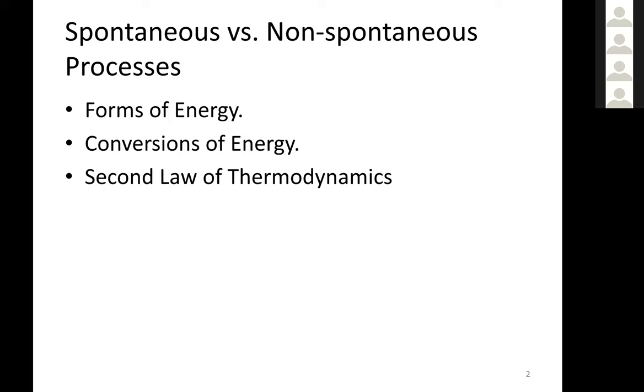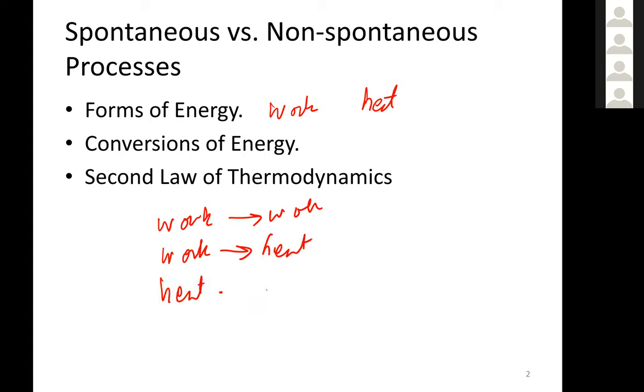Starting with the very basics, if we look at the forms of energy, we have two forms, which are basically work and heat. When it comes to the conversion of energy, we can convert work to work or work to heat, and also heat to work, and heat to heat. Work to work is, for example, two gears, where work goes from one gear to the other. Then we have work to heat.